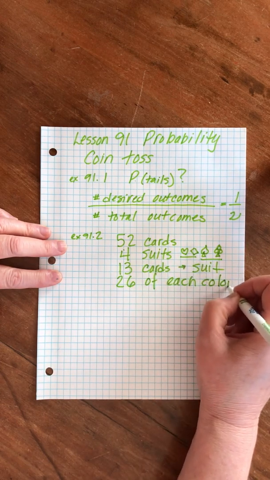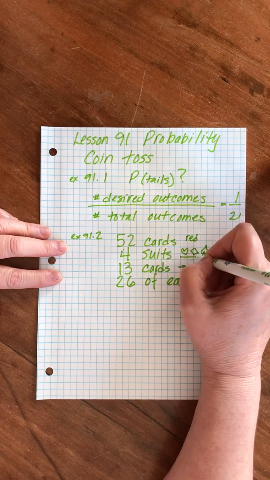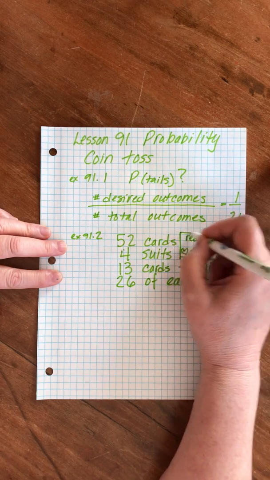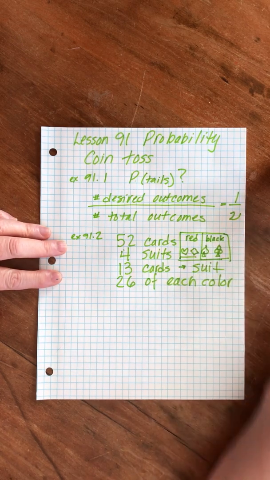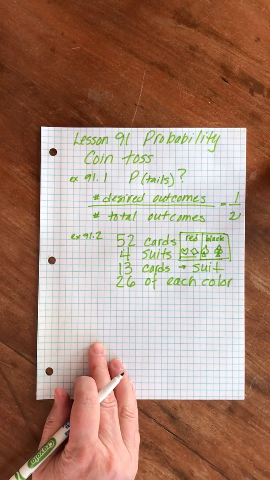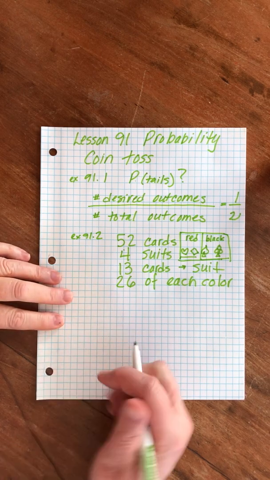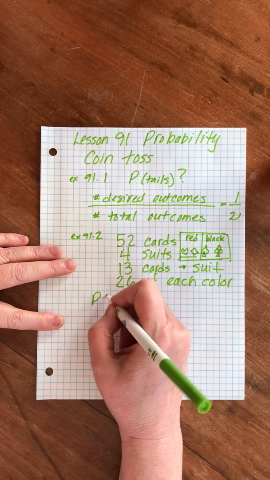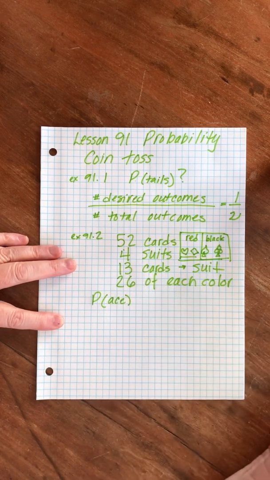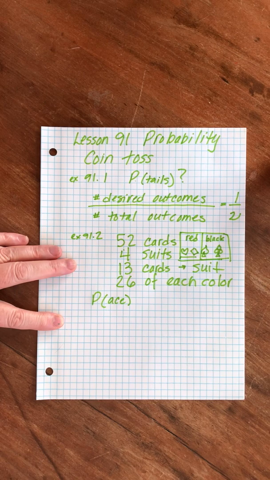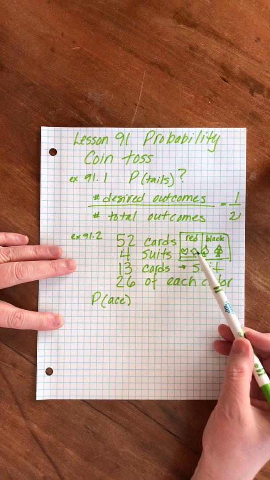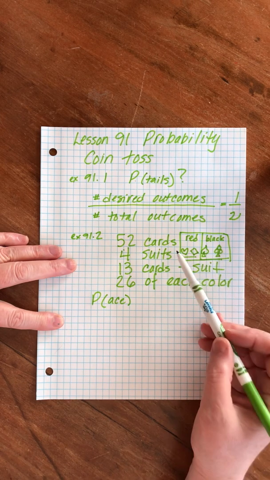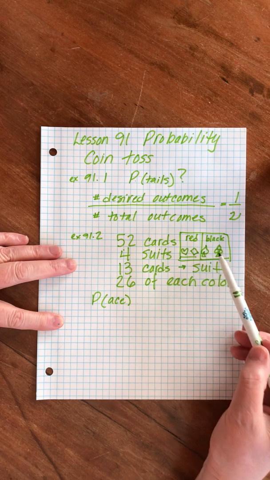Right? These are the red. Making a little chart here. And these are the black. Okay. What is the probability of drawing an ace from a normal deck of cards? Okay, so an ace is like a 1, right? You probably know that. So there's 1 ace in each suit, right? So there's 1 ace of hearts, 1 ace of diamonds, 1 ace of spades, 1 ace of clubs.